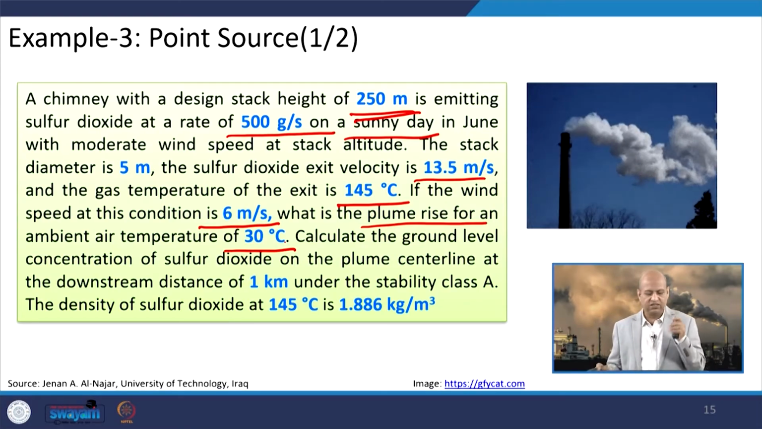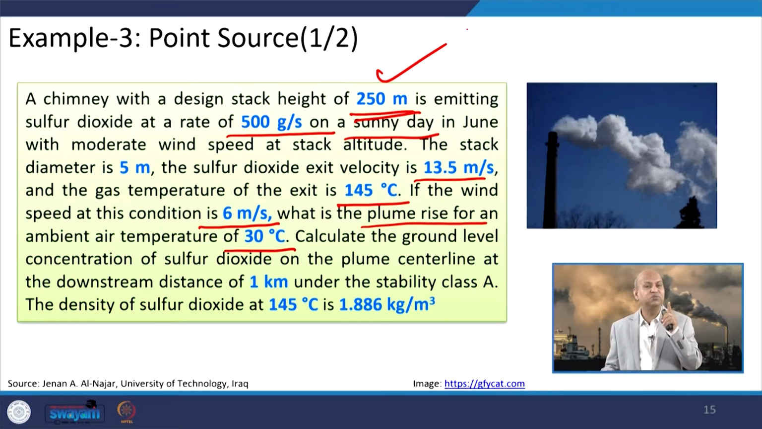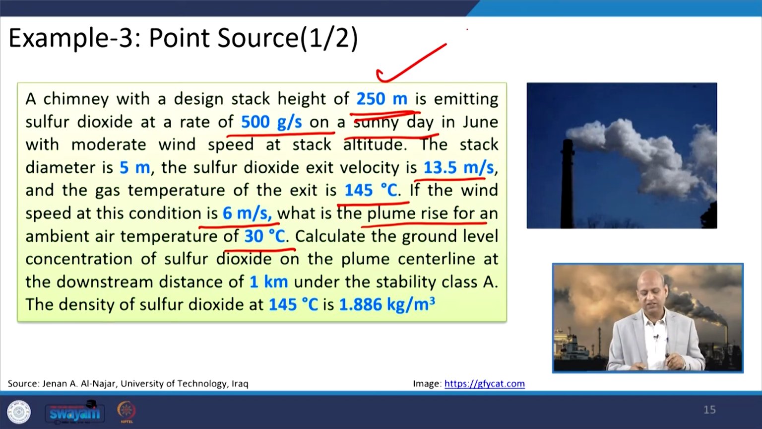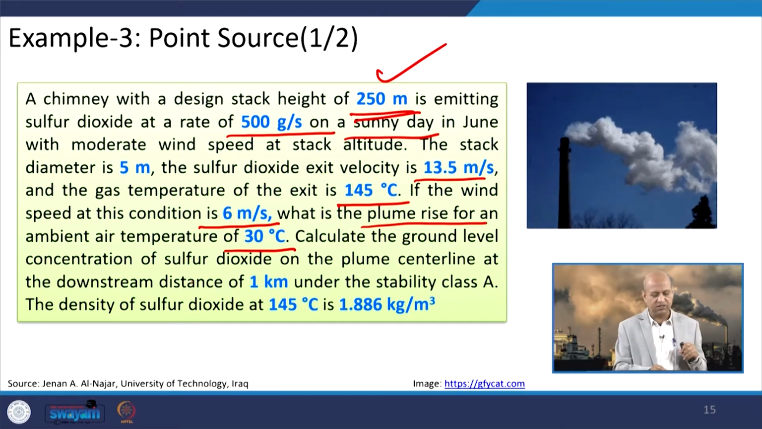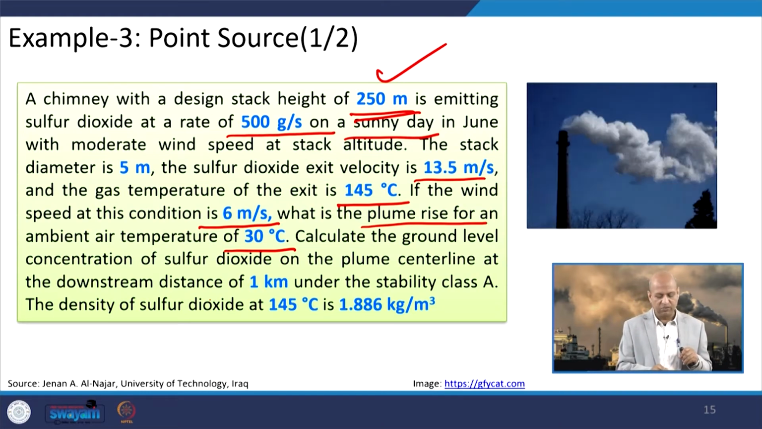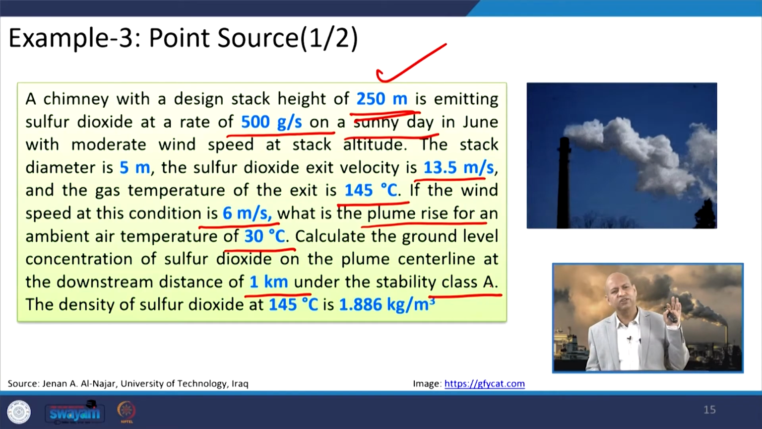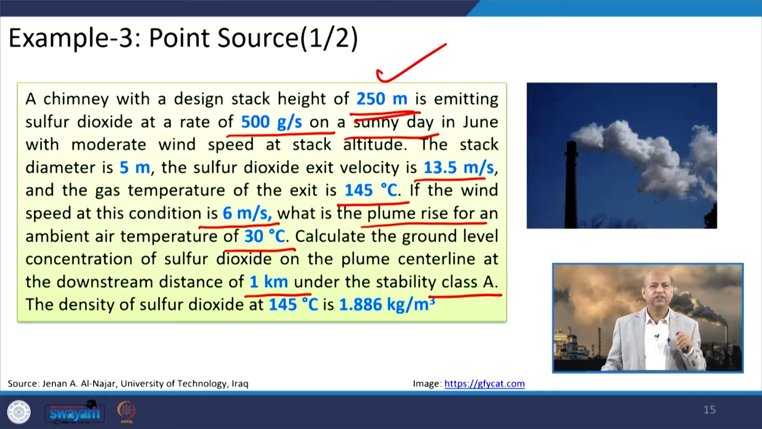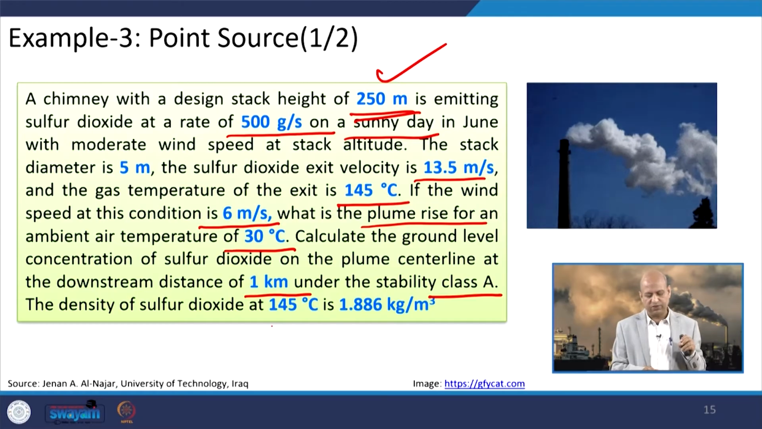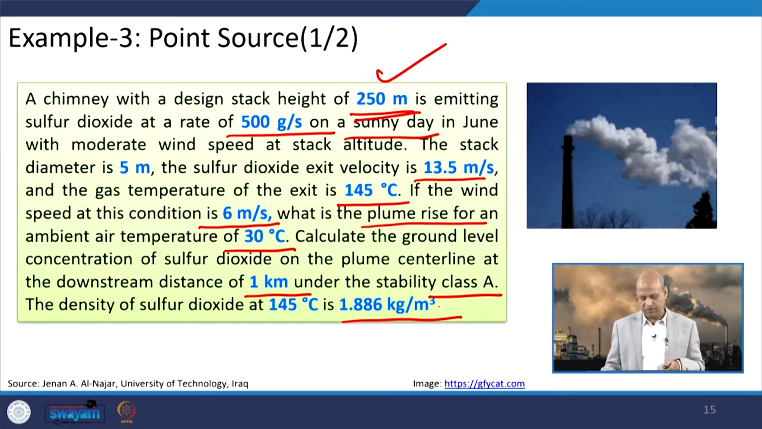So, plume rise is to be calculated. Physical stack height is given as 250 meter, but effective stack height is not given. For effective stack height we need to know delta H, that is the plume rise, and here it is given that we need to calculate plume rise. Then, calculate the ground level concentration of sulfur dioxide on the plume center line at the downwind distance of 1 kilometer under stability class A. Here stability class A is already given, you do not need to find it from the table. The density of sulfur dioxide at 145 degree Celsius is also given, around 1.886 kilogram per cubic meter.